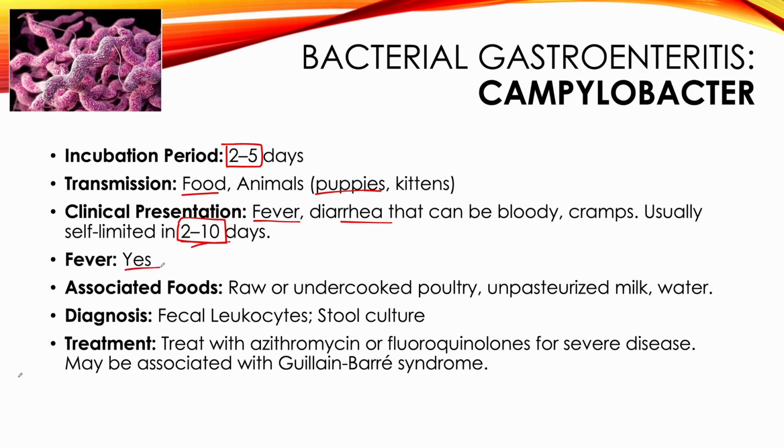These patients do usually have fever. Because it is inflammatory, you do see fecal leukocytes, and stool culture is the way to diagnose it. Treatment is going to be with fluoroquinolones again, or azithromycin. The one thing they like to put in vignettes that is specific to Campylobacter is the presentation after the infection with Guillain-Barré. As we remember, Guillain-Barré is an ascending paralysis, so feet to head. If you see in a vignette someone that had this fever and diarrheal illness and then starts developing ascending paralysis, you'll want to think Campylobacter.